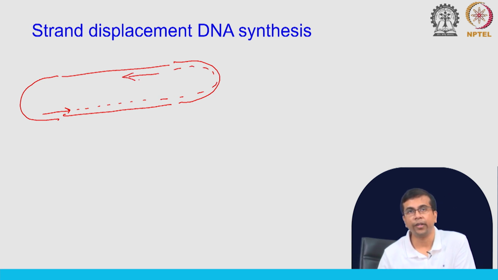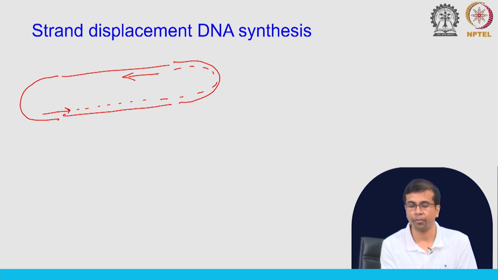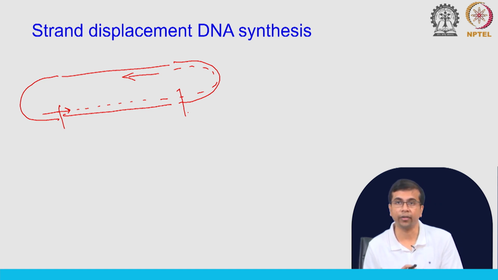So, you can operate this sequencer in such a way that you get just long reads. You start from here and you end up somewhere here, and you get the full sequence of this DNA fragment. This fragment could be quite long. You can have 1 kb, 2 kb, etc., and you can get the full sequence.